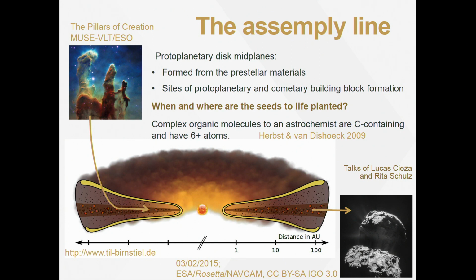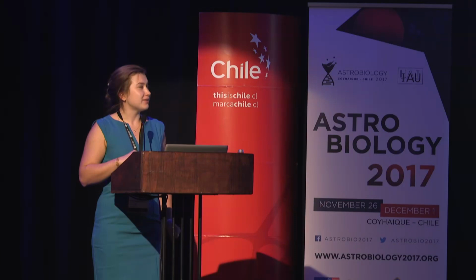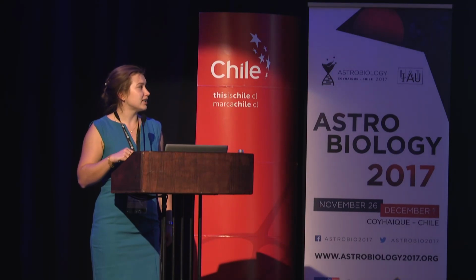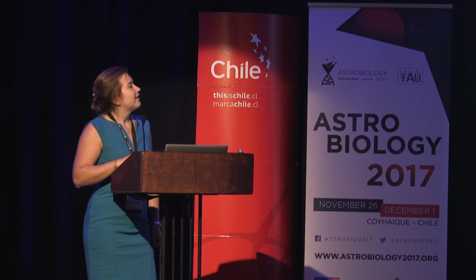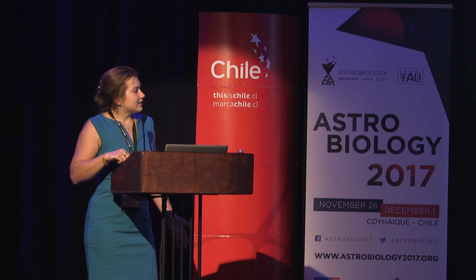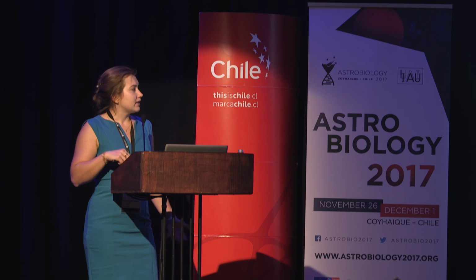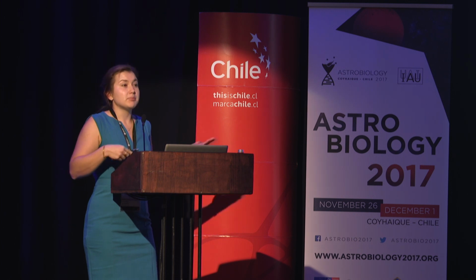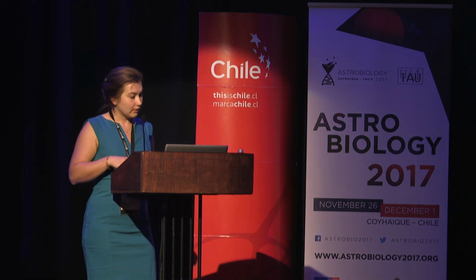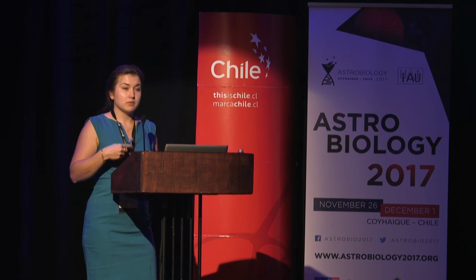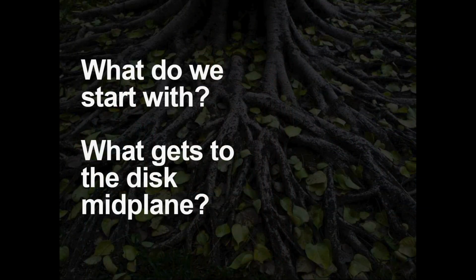I'd also like to point out that by complex organic molecules, I mean the astrochemical definition, in the sense that it's carbon-containing and has more than 6 atoms. To some of you, that might still be very simple. So what we want to know is, can we actually make these complex species, can we implant them into these cometary bodies, and do they even make it to the disk? So what do we start with, and what do we get in the disk midplane?